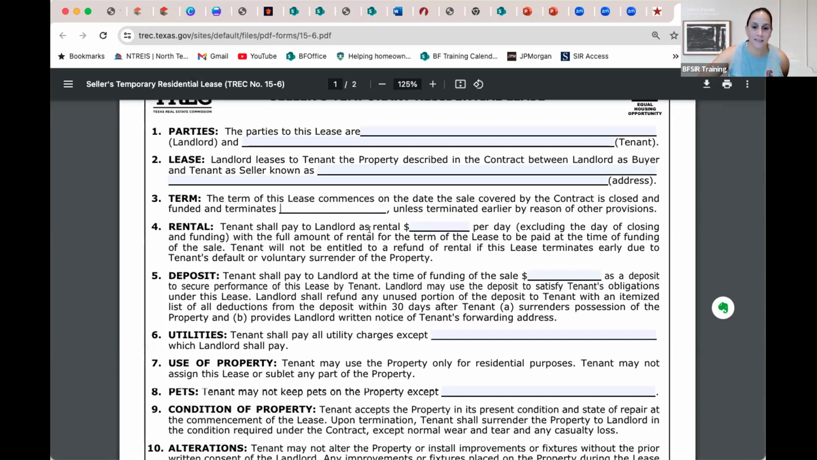So tenant shall pay to landlord as rent how much per day. Sometimes the tenant's not paying anything and it's a free lease back. Or sometimes you're saying X amount per day. And what the title companies do is they're going to calculate that amount and just include it in.